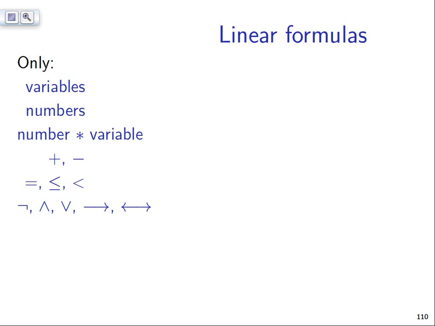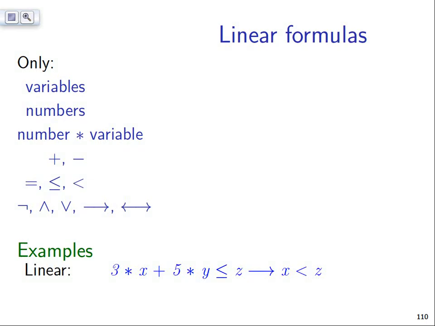And you then may even combine those basic linear formulas with the usual connectives like and, or, implies, and negation. So here are some examples. This is a linear formula. There is multiplication in there, but only multiplication with a constant, and everything else is just addition and then the logical operators and the usual comparison operators. This, on the other hand, is not linear.